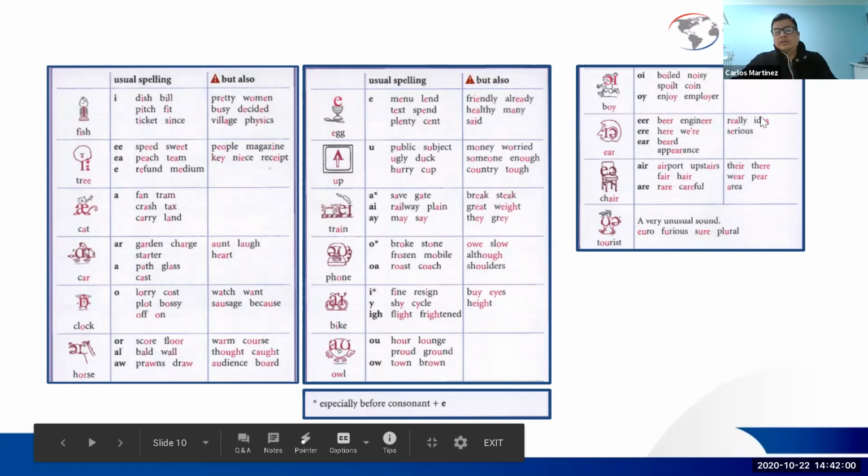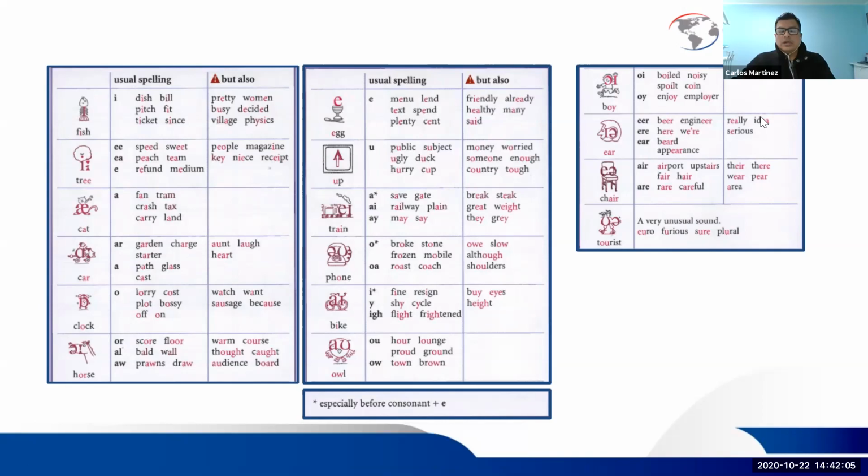Then we have the next diphthong, oi. Now this is pronounced by the OI, like boiled, noisy, spoiled, coin, and the OY, enjoy, and employer. Okay, so this is the sound of the diphthong oi.